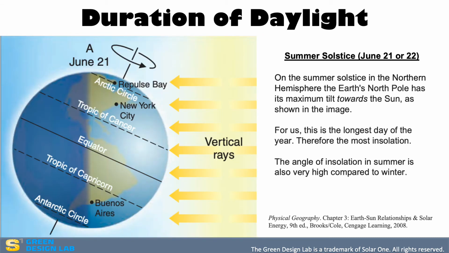The summer solstice in the northern hemisphere occurs on June 21st. This marks the longest day of the year with the most hours of sunlight, and it is the start of the summer season. On this day, the Earth is at its maximum tilt towards the sun.